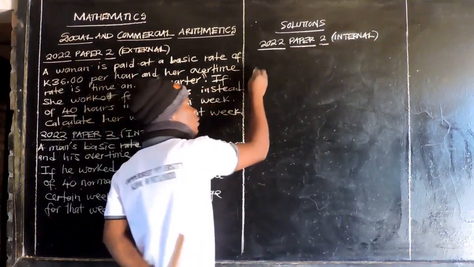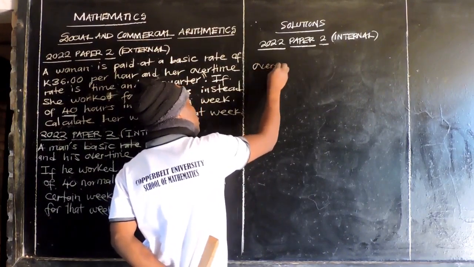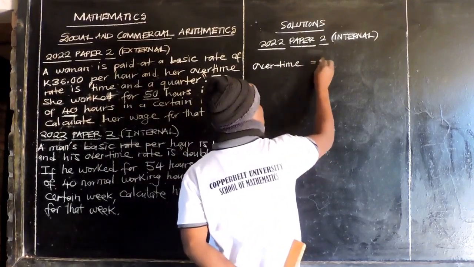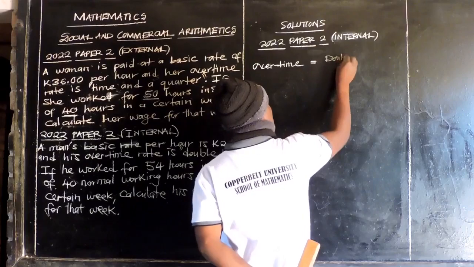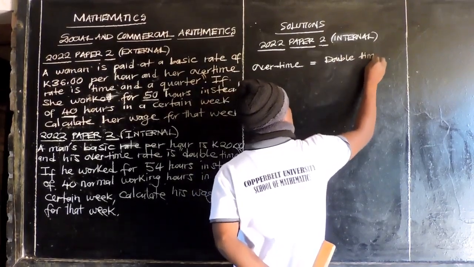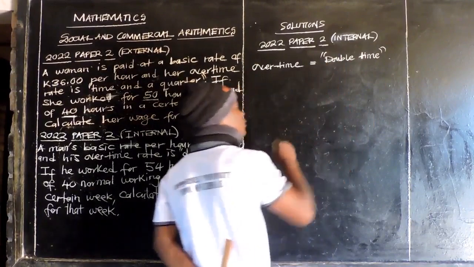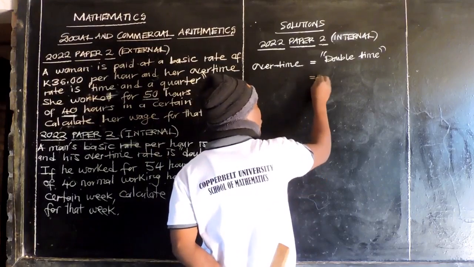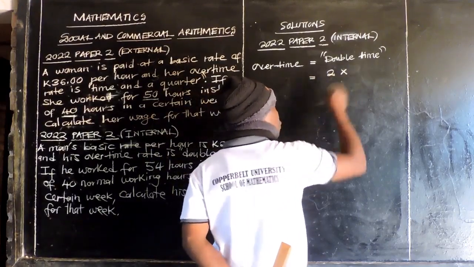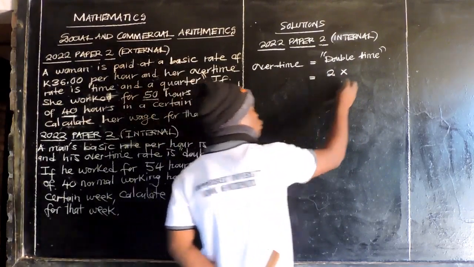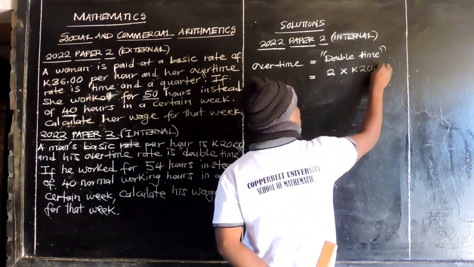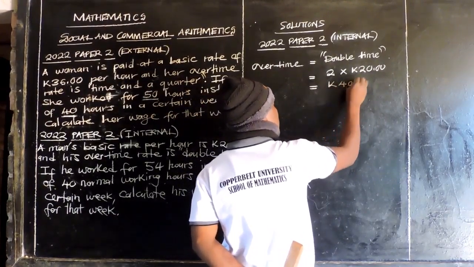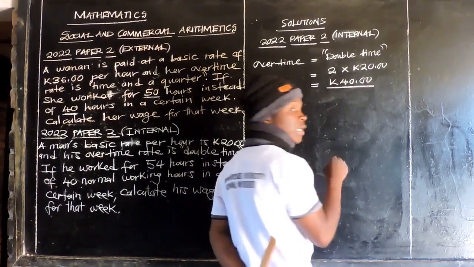So I was saying first we are going to find his overtime. You look at the way I'm answering this question, right? So his overtime rate was double time. Remember what I said? Double means 2. So we're going to multiply 2 by the amount given per hour, which is 20 kwacha. So 2 multiplied by 20 gives us 40 kwacha. So this 40 kwacha was given per hour as overtime.